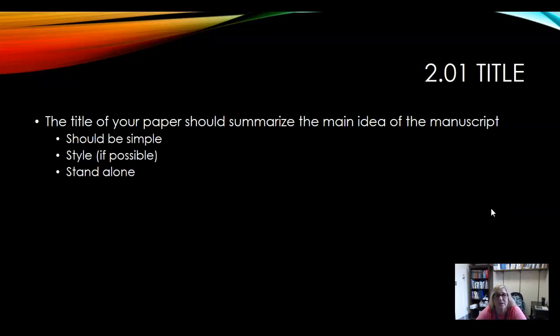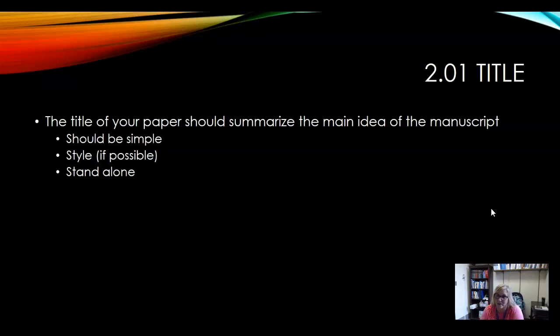So what that means is that when I read the paper, as you see, it says that it should be simple, it should have style, and that it should stand alone. So when I read the title of your paper, I should know exactly what it is that you're going to be talking about in that paper, what you're going to be studying, what you're going to be looking at. It should be simple in that it just clearly outlines what you're doing.